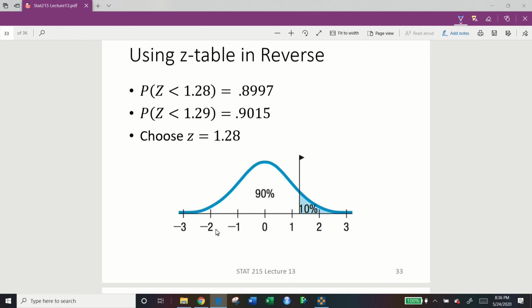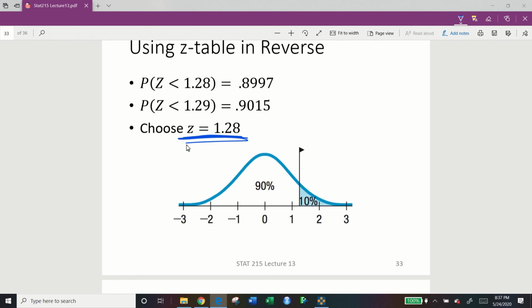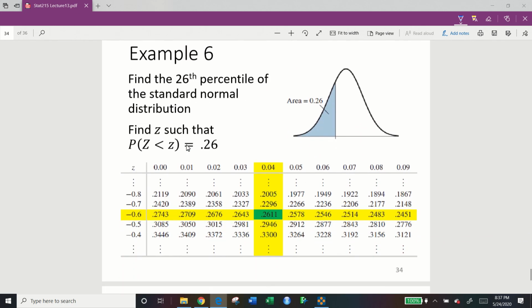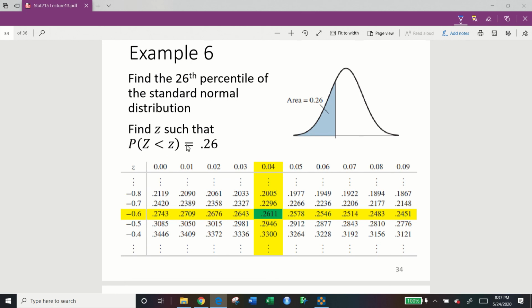So if we use our table, we can see that the probability of z less than 1.27 is going to be equal to 0.8980, and the probability of z less than 1.28 is going to be 0.8997. So that's going to get us close to that 90% that we're hoping for. The 1.28 is a little bit closer, so we're going to let our z be equal to 1.28. Again, this is just a little backwards way of using the chart than we did before. Let's take a look at another example, hopefully to make this a little more clear.